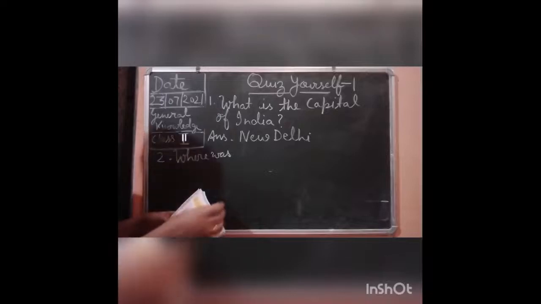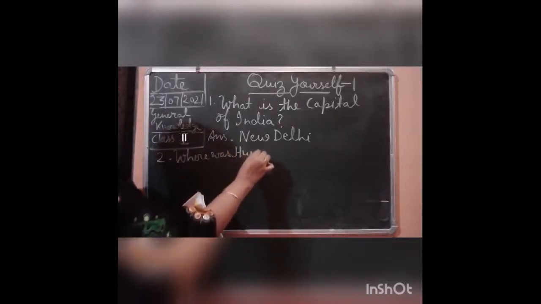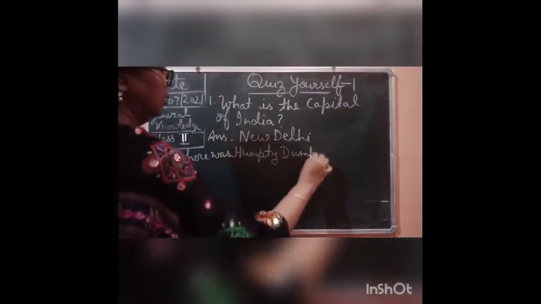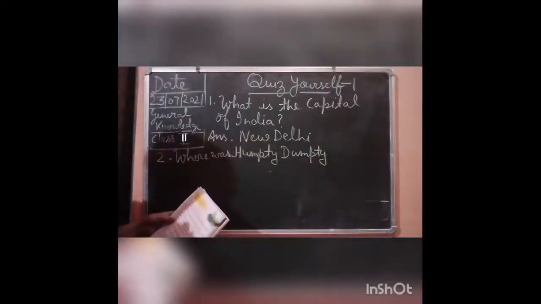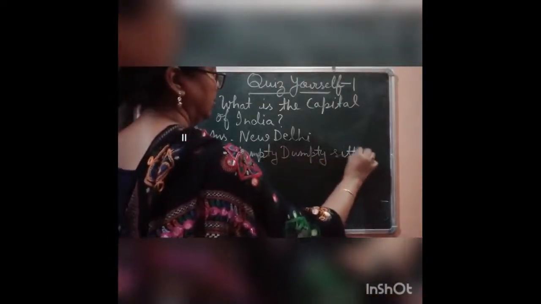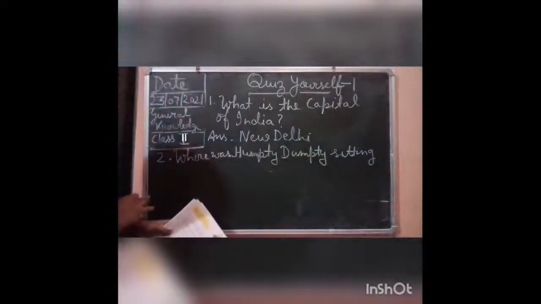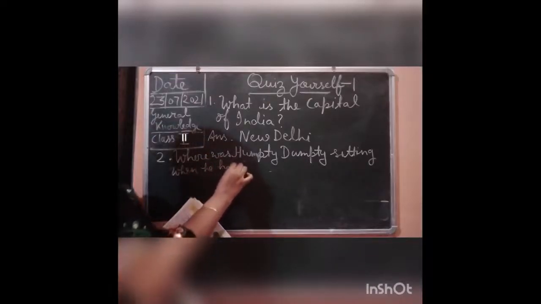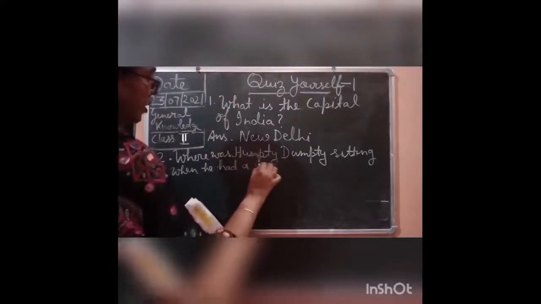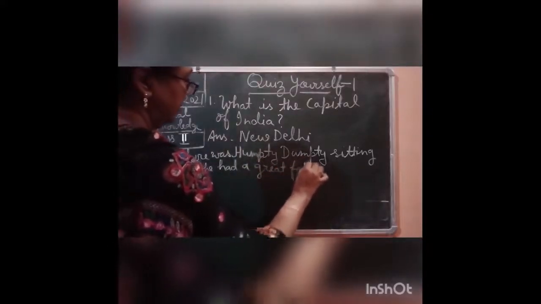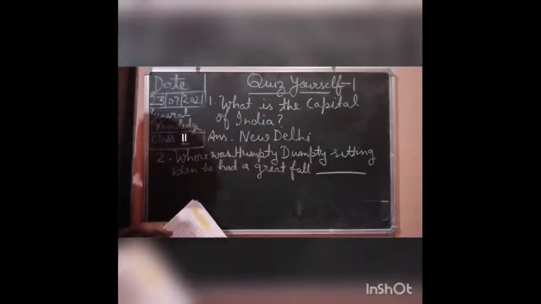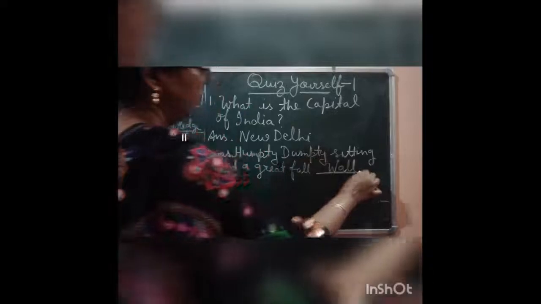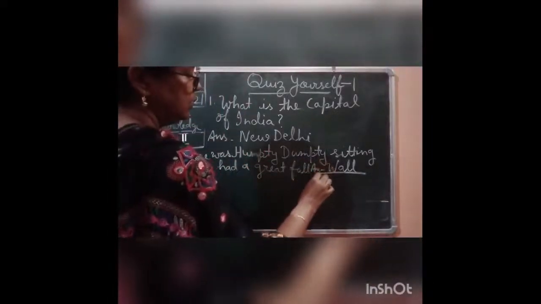Where was Humpty Dumpty sitting when he had a great fall? Okay, so he was sitting on a wall. So you will write the answer, wall. The answer of this question is wall.